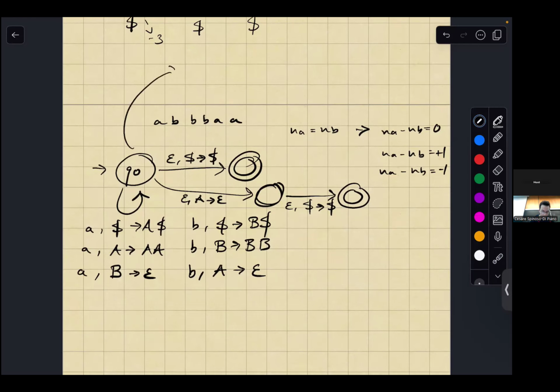If I have an extra B, then I want to pop it off, right? And I want to check that as a result of that pop, I only have an empty stack, or a dollar sign.